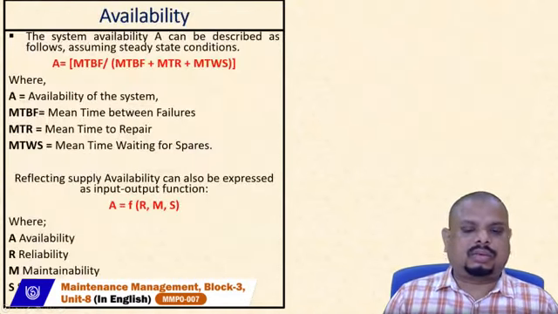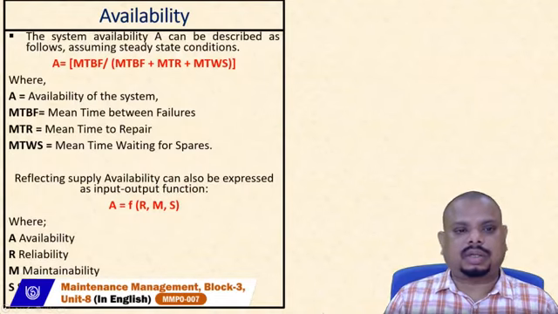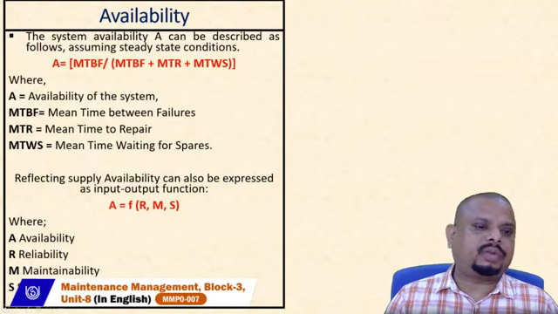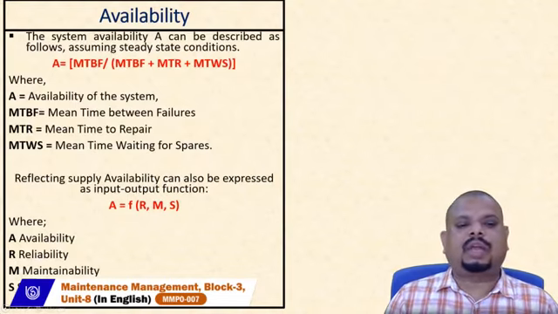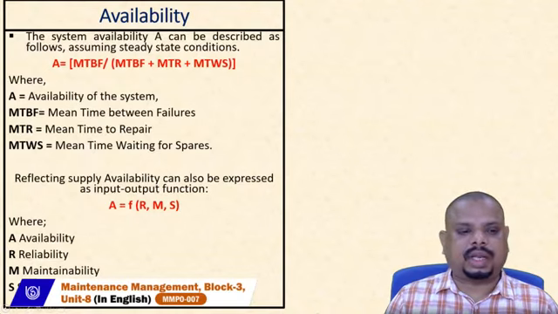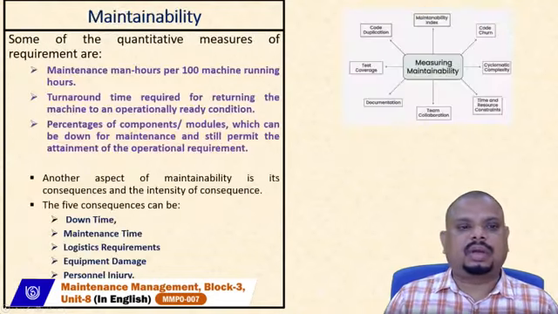Moving to the next one, we are also understanding the basic concept of calculating availability. That means availability equals mean time between failures divided by mean time between failures plus mean time to repair plus mean time waiting for spares. For supply availability, in a mathematical expression as input and output functions, availability equals a function of reliability, maintainability, and supply effectiveness.